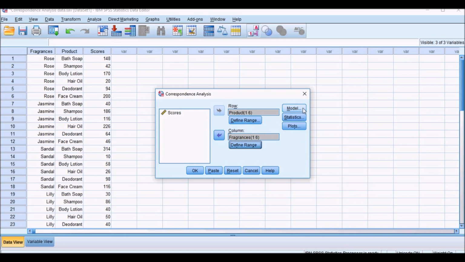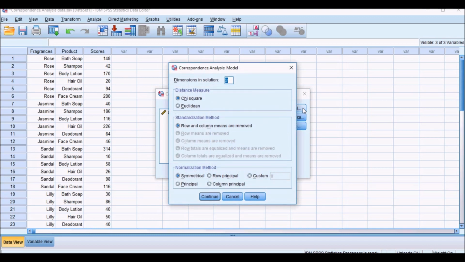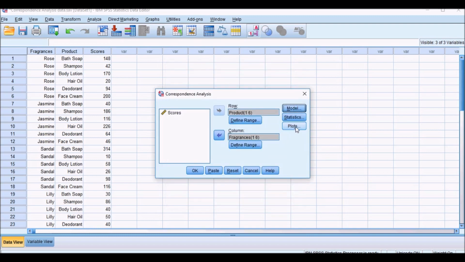We'll go to the Model. In this, the normalization method we are using is symmetrical, and the number of dimensions in solution is 2. We can even make it 3 dimensions, 4 dimensions, but I will discuss in my analysis further why we are taking 2 as a base. And the distance measure we are taking is chi-square. Continue. We go for Plots.